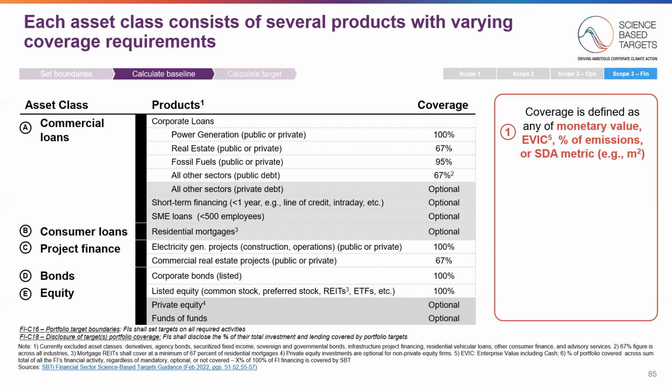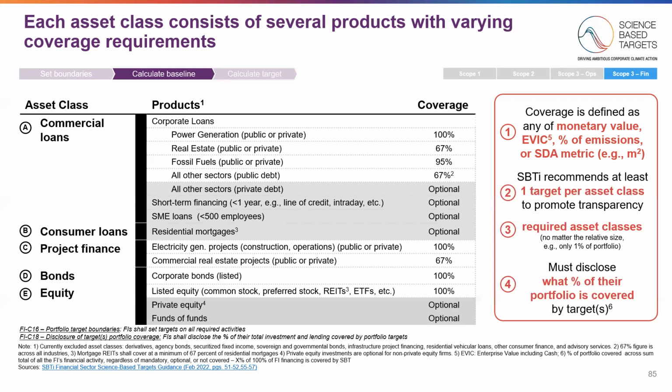SBTI has additional recommendations for how to calculate the baseline and targets for various products, which includes setting at least one target per asset class to promote transparency. Financial institutions must also include all required asset classes, even if the asset class only represents a small portion of emissions or investment. And lastly, financial institutions submit a headline target, which is covering what percent of their portfolio is covered by the target that they have set.